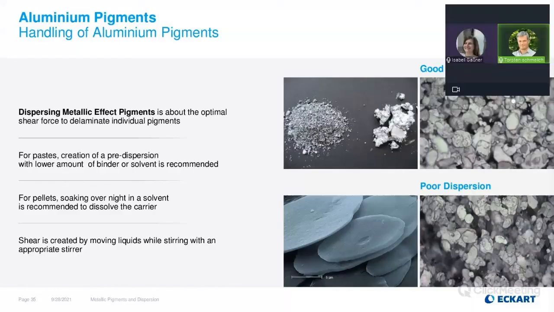Let's talk about shear force. With an ideal shear force, the aluminum pigments are distributed well and homogeneously. We create a pre-dispersion for powder and pastes with liquid parts of the formulation ingredients, so we have probably parts of the binder. For pellets, we recommend a certain soaking time in a solvent before processing further. This dissolves the carrier in the pellet formulation more ideally. An important fact is that the shear is not only generated by the stirrer, it also comes from the moving liquid. So this part with the pre-dispersion is something we really focus on and really recommend for handling further.